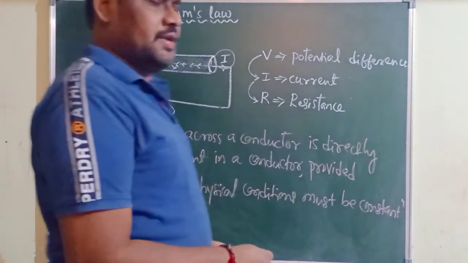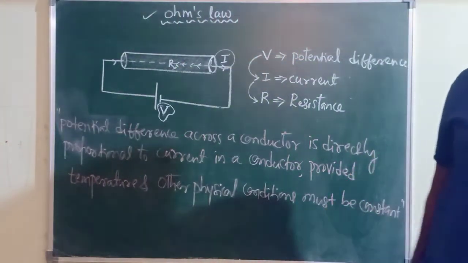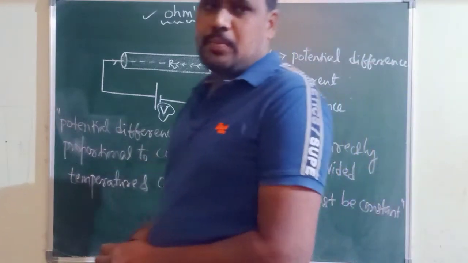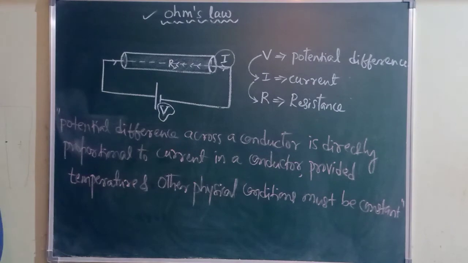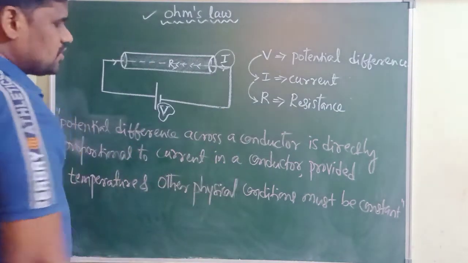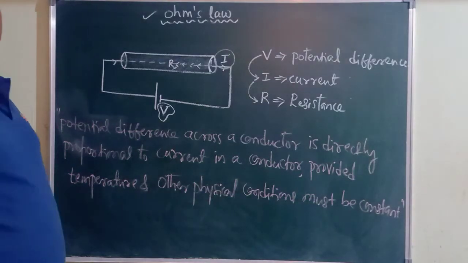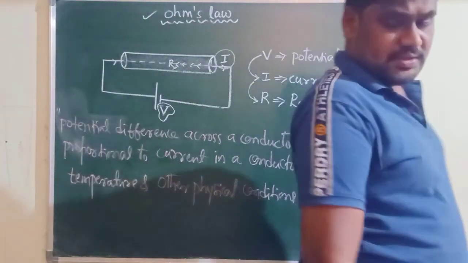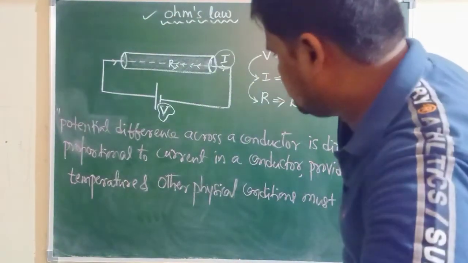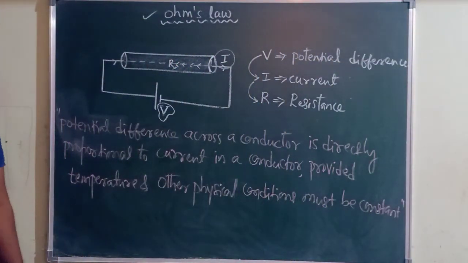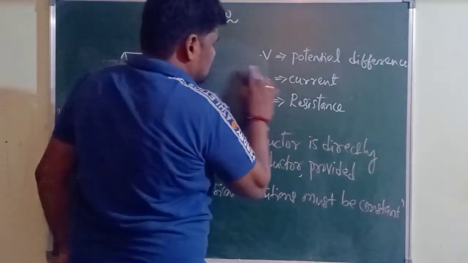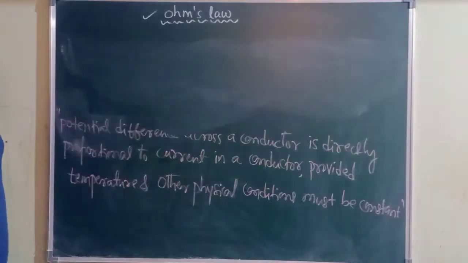That is, potential difference V applied across a conductor is directly proportional to current I flowing through a conductor, provided the temperature and physical conditions are constant. What happens if the temperature is changed? If temperature is changed, V will not be directly proportional to I. There will not be a linear relation between what? Voltage and current here. So let us analyze the statement here.